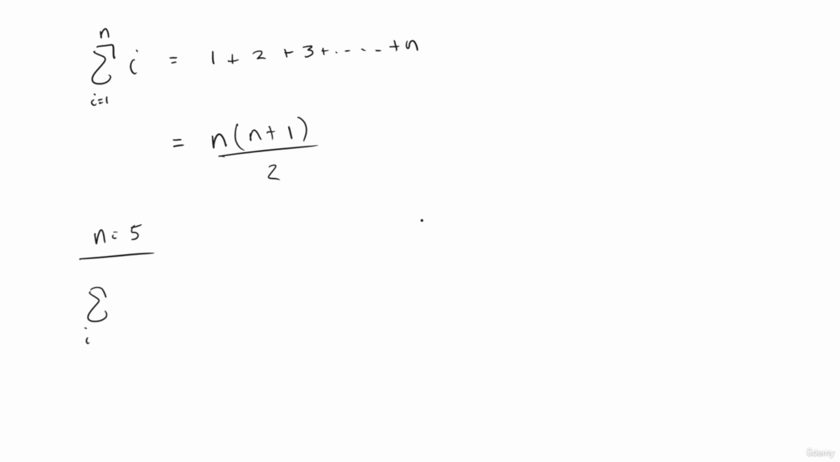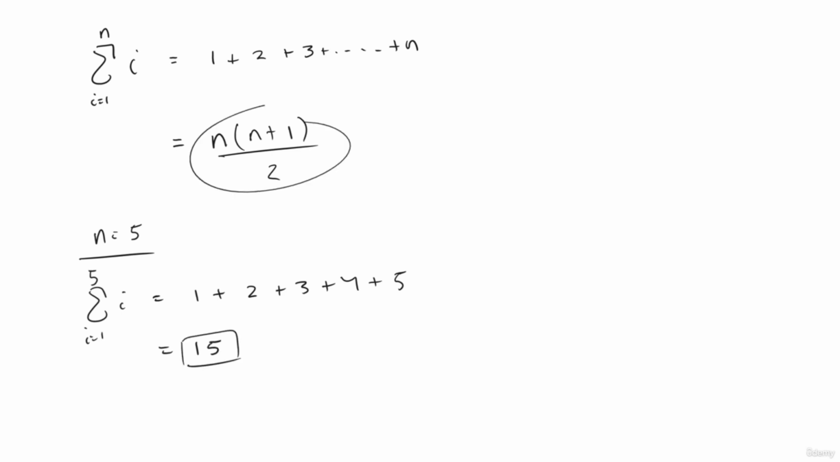The sum from i equals 1 to 5 of i. Well, that's going to be 1 plus 2 plus 3 plus 4 plus 5. And that's going to be 3, 6, 10, 15. It's going to be 15.